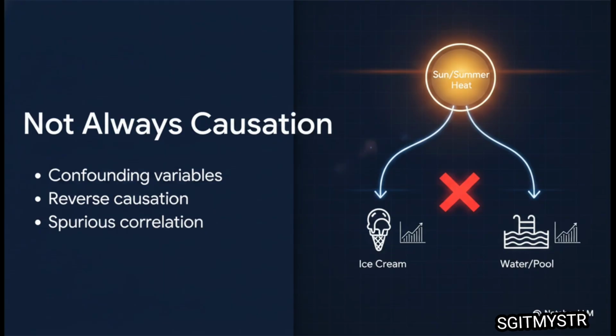It's exactly like how summer heat acts as a confounding variable that causes both ice cream sales and tragic drowning incidents to spike at the same time. They correlate perfectly on a graph, but obviously, buying an ice cream cone does not cause a drowning.